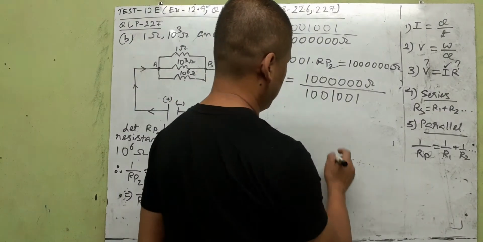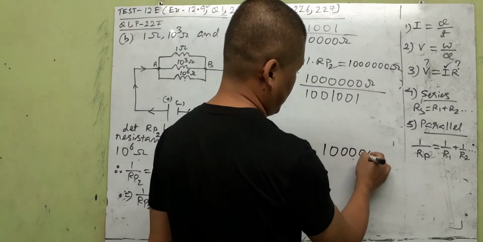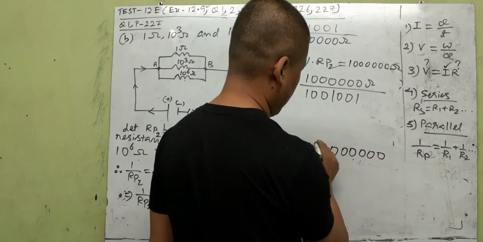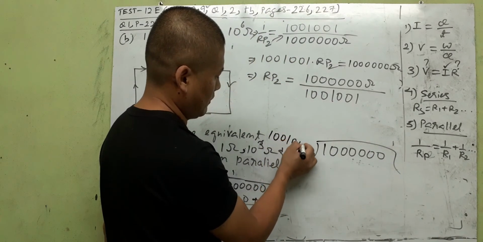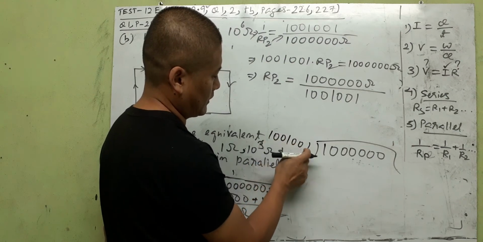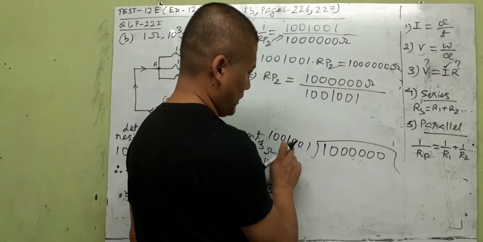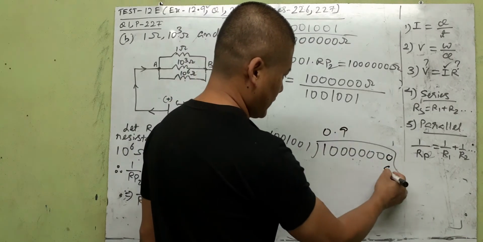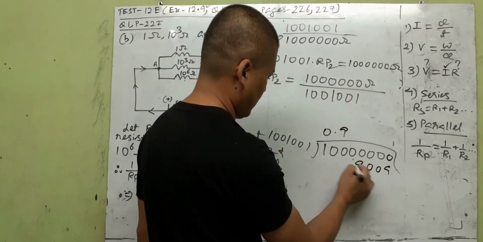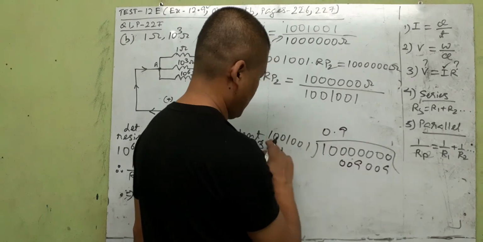Let us divide 1, 2, 3, 4, 5, 6, 1, 2, 3, 4, 5, 6 divided by this one, 1, 2. So 1, 2, 3, 4, 5, 6, 7. Here also 7 digits. This is bigger, so we have to put 0 point, then 0. 9 will go, I think. 9 ones are 9, 0, 0. Then 9 ones are 9, 0, 0 again. 9 ones are 9.